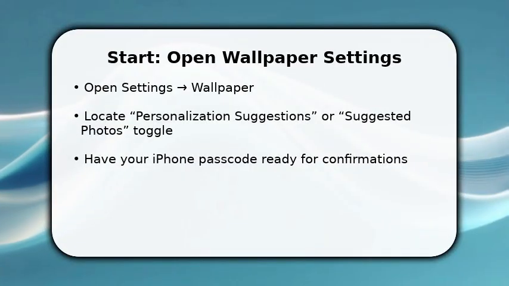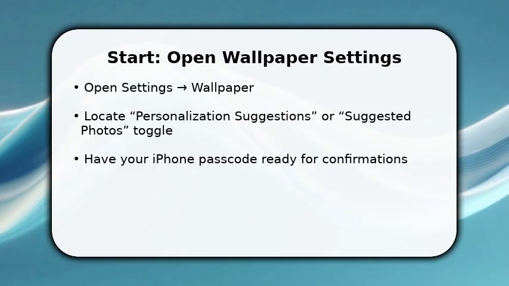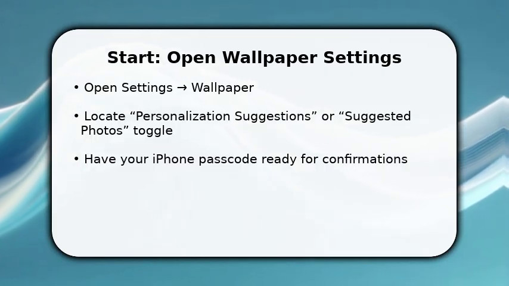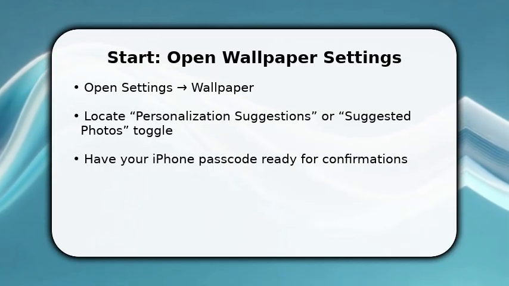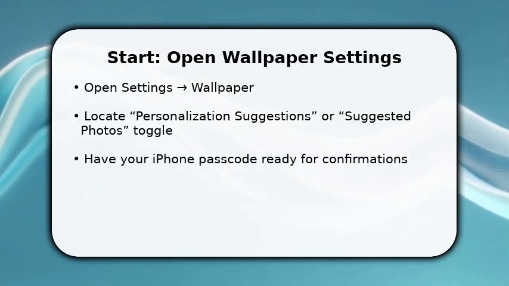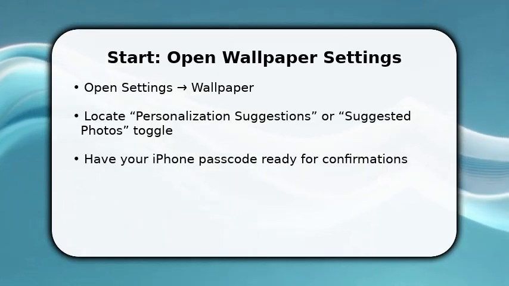You're starting inside Settings to stop Wallpaper Suggestions system-wide. Open Settings, tap Wallpaper, and look for the toggle labeled Personalization Suggestions or Suggested Photos. This is the first actionable control. Flip it off to stop automatic suggested images from appearing in the lock screen gallery.